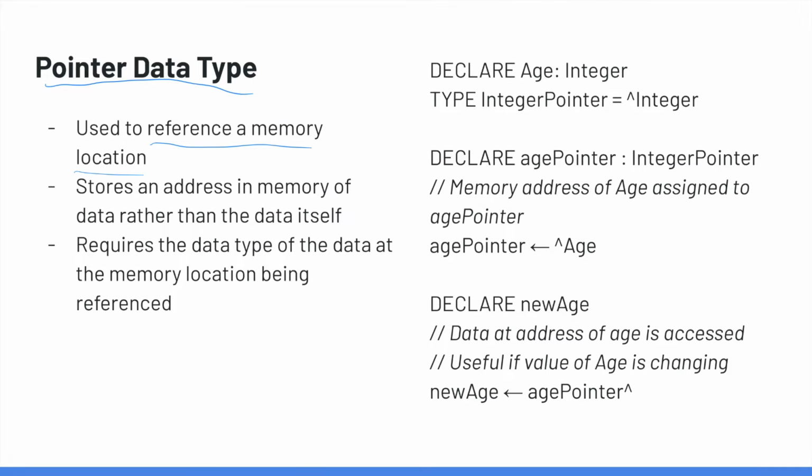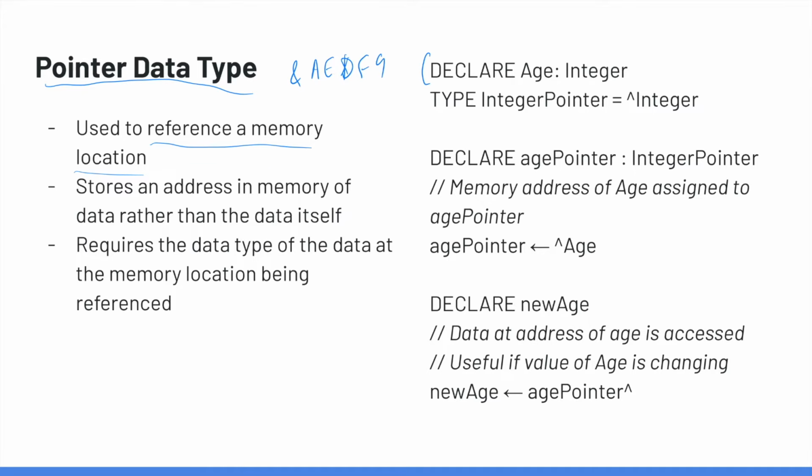And by memory location, we mean an address that looks something like this, like a hex address in memory, like D, F, something like that. So they store an address in memory itself rather than the data. So to understand how this works, let's look at an example.